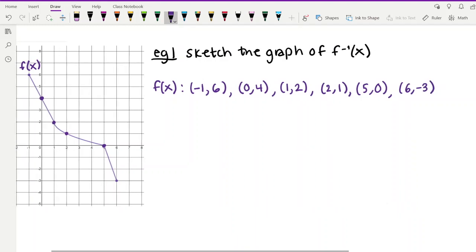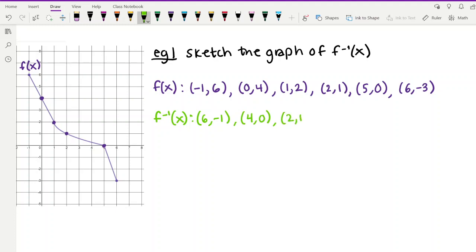And so what that tells us is that the inverse function is going to contain points where we flip these x and y coordinates. So it'll contain the points (6, -1), (4, 0), (2, 1), (1, 2). So we can already see that just like with the cube and cube root graph, there's going to be a couple of points that are on both of them. It's going to contain the point (0, 5), and it's going to contain the point (-3, 6).